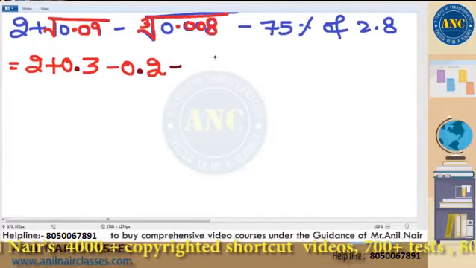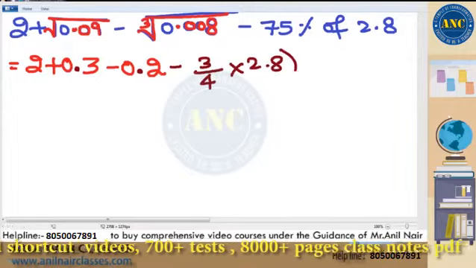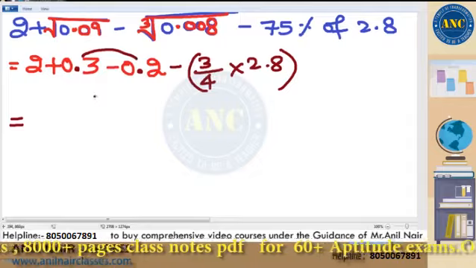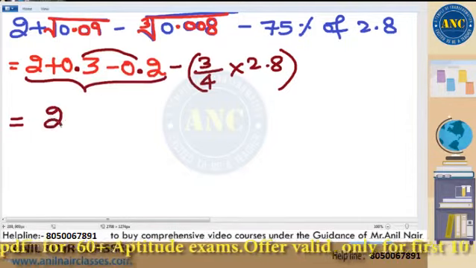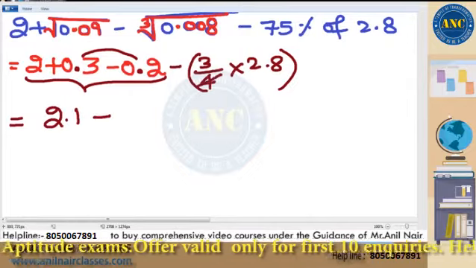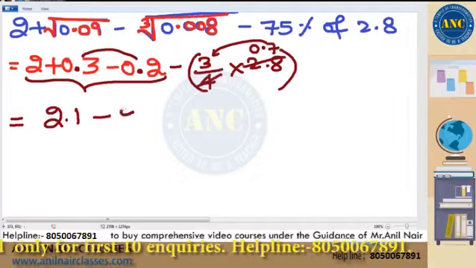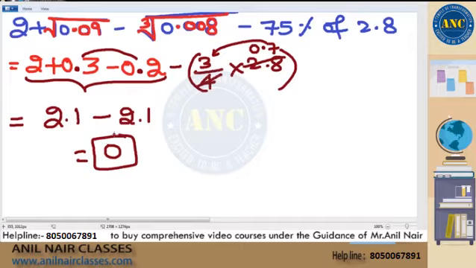Minus 75 percentage, 3 by 4th of 2.8. Very easy, sir. Where is the difficulty? 0.3 minus 0.2 is 0.1. 2 plus 0.1 is 2.1, minus 3 by 4 into 2.8, which is 0.7 into 3, is 2.1. They both are nullified. Answer is 0. Answer for this question is 0. Very easy way of solving the question.